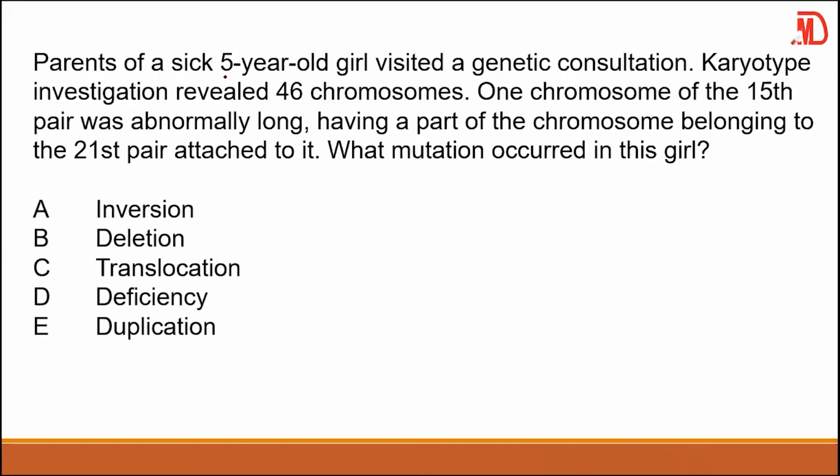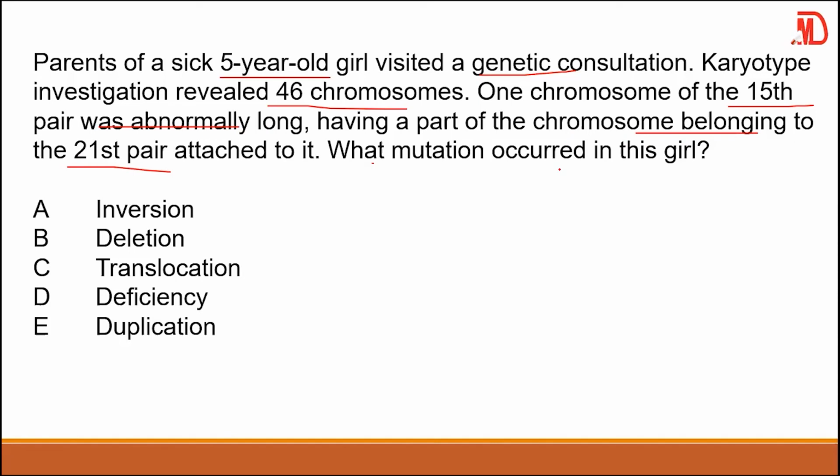A patient, the mother of a sick 5-year-old girl, visited a genetic consultation. A karyotype investigation revealed 46 chromosomes, which is good. Now, one chromosome of the 15th pair was abnormally long. That means something has come to add to it, that's why it's abnormally long. They explain again: it has a part of a chromosome belonging to the 21st pair.